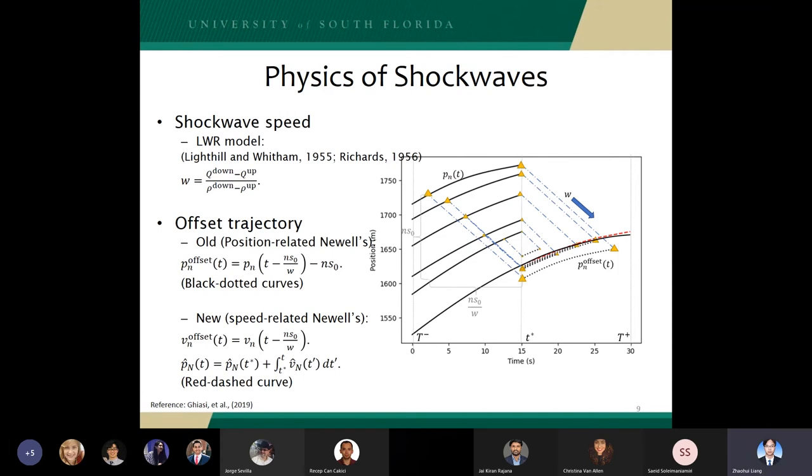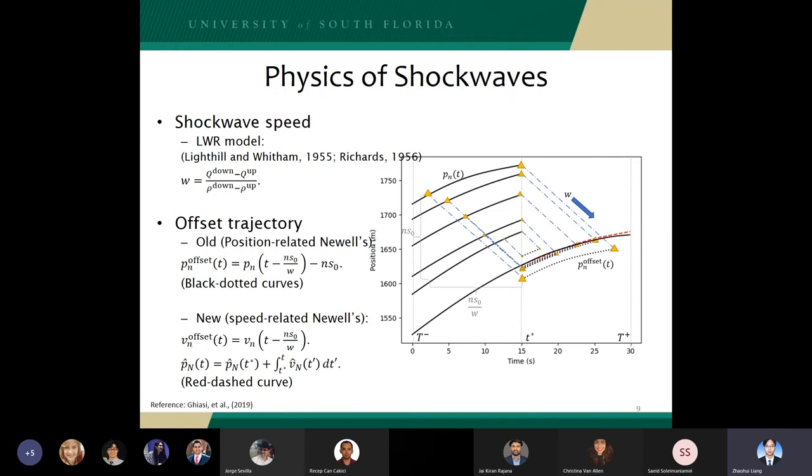First, we calculate the shockwave speed with the LWR model, and then we get the offset trajectories. In our previous work, we got the offset trajectories based on the old Newell car-following model, where these offset trajectories are a set of segments transferred from the historical trajectories. But there are some large errors when using this method.